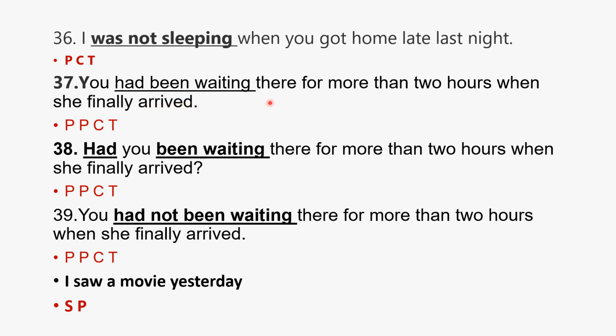You had been waiting there for more than 2 hours when she finally arrived. It is in past perfect continuous tense. Had you been waiting there for more than 2 hours when she finally arrived? It is in past perfect continuous tense. You had not been waiting there for more than 2 hours when she finally arrived. It is also past perfect continuous tense. I saw a movie yesterday. It is in simple past.